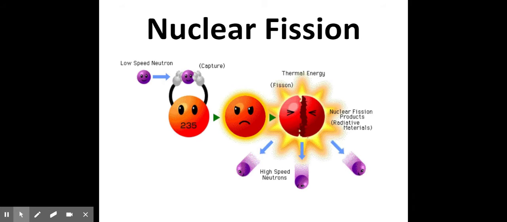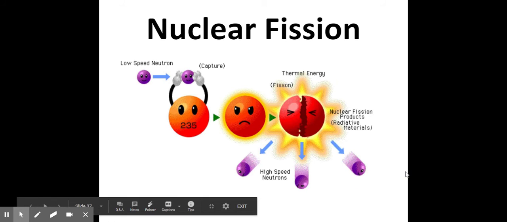So this is an example of nuclear fission. Okay? You have a low speed neutron. It's captured by an atom, and then boom. Now all of these neutrons are shattering.